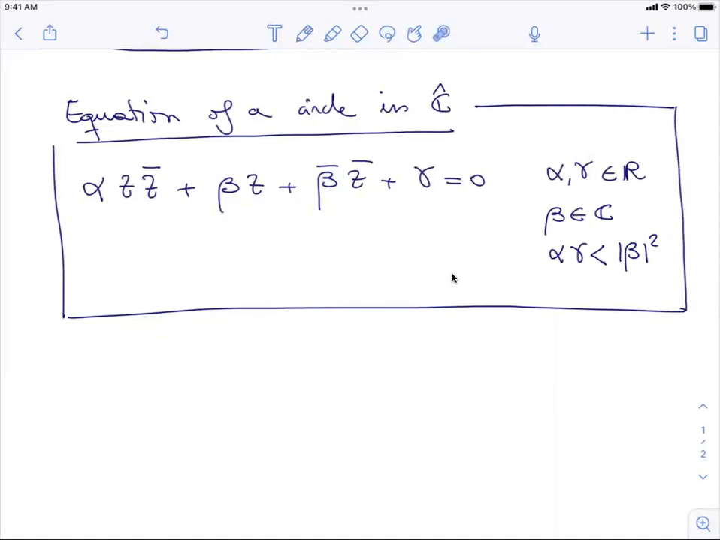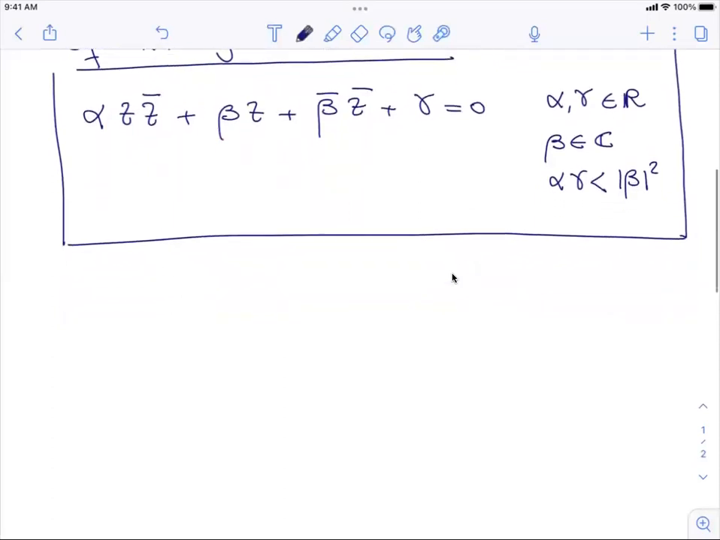Quick check. If you notice, this is the magnitude of z squared, so this is a real number. And here we have two numbers that are conjugates, so this we identify as the real part of a number. So we have real, real, therefore alpha and gamma need to be real for this equation to make sense. Let's explore more that idea.